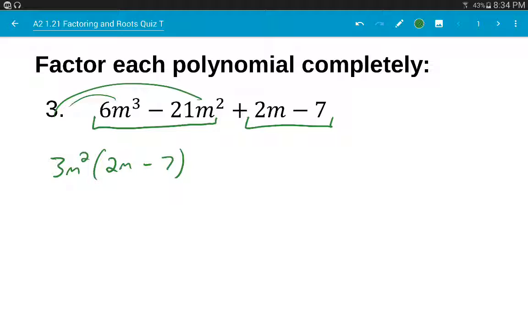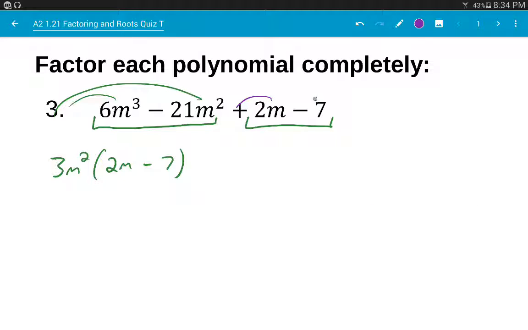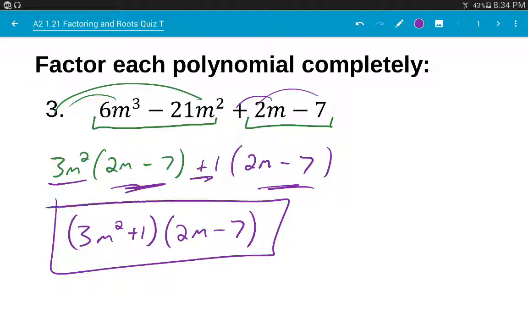minus 7. And of course I mentally distribute back in. 3m squared times 2m is 6m cubed, okay? And 3m squared times negative 7 is negative 21m squared. Okay, good. Now on the right-hand side, I don't have anything to factor out, right? So since I don't have anything, I can factor out a positive 1, leaving me with 2m minus 7 in here. Then I have my outside stuff, 3m squared plus 1. And I've got my inside stuff, this guy and this guy. They're identical. And that's 2m minus 7. And that is fully factored.